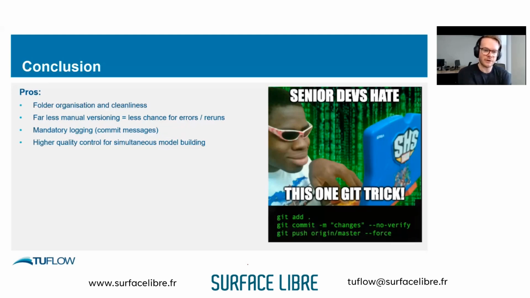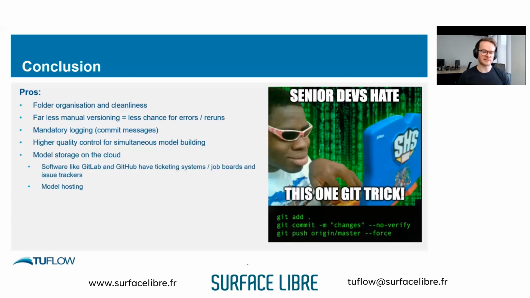There's good quality control for simultaneous model building. As I demonstrated, Duncan and I could work on the same model, or we could bring someone into the company or into the project, and they can just easily pull that model down and start working on it. They don't need to go onto the network and figure out which modeling files are useful and which are not.